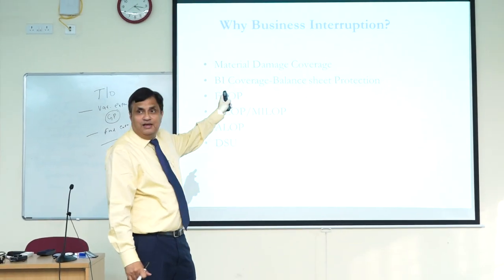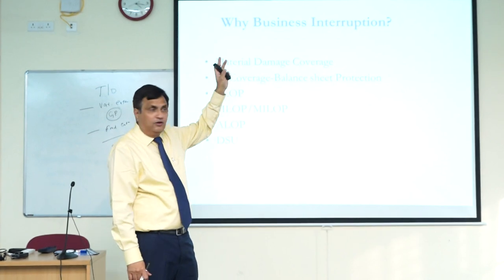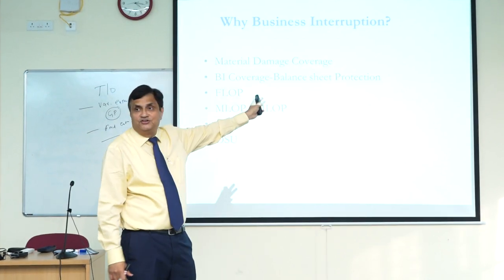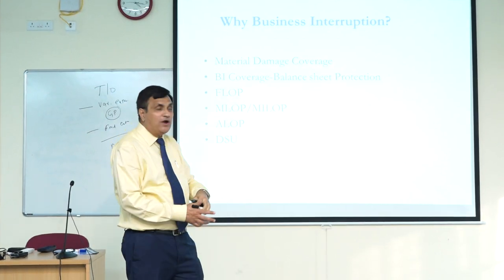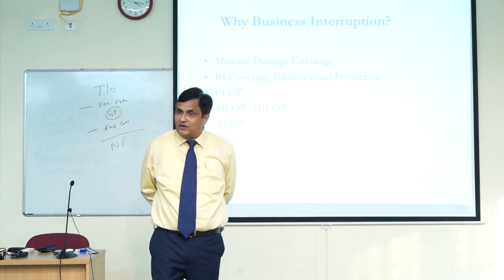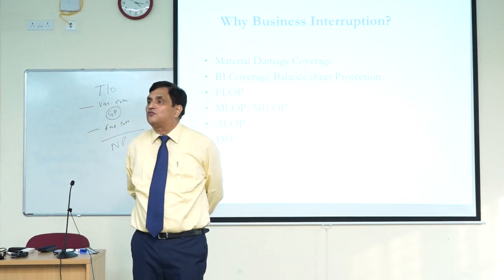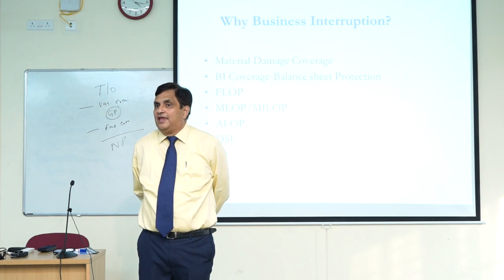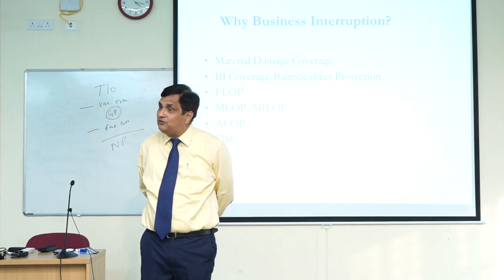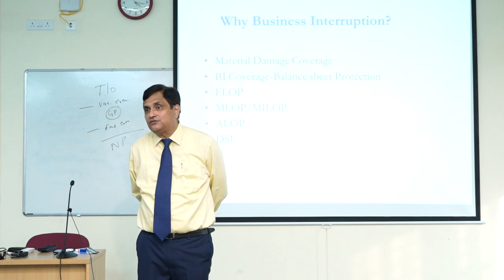So you have material damage cover, which we already did. So you need to have BI coverage, which is a balance sheet protection. If you attach a loss of profits policy to a fire policy, it's called fire loss of profits. If you attach a loss of profits to a machinery policy, it's called machinery loss of profits.